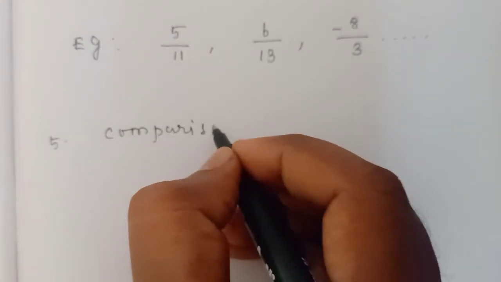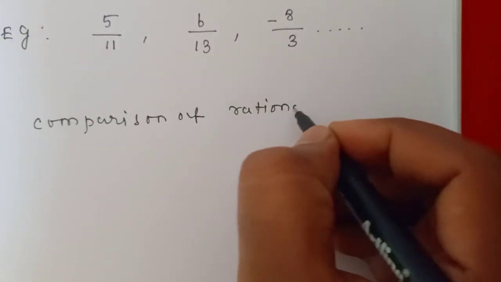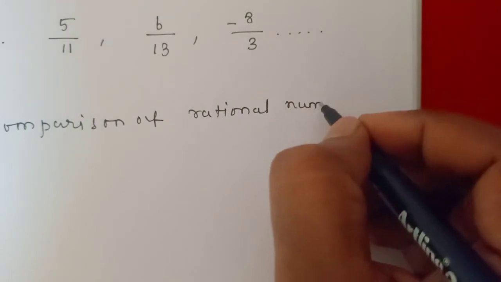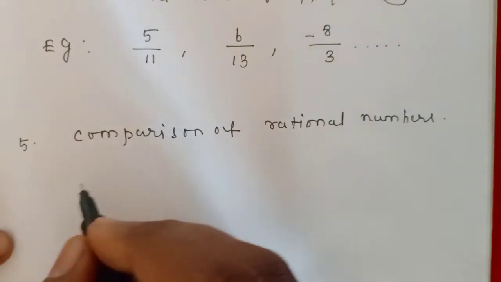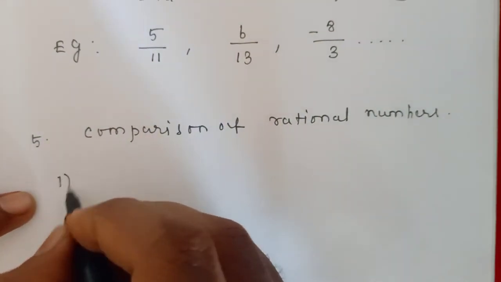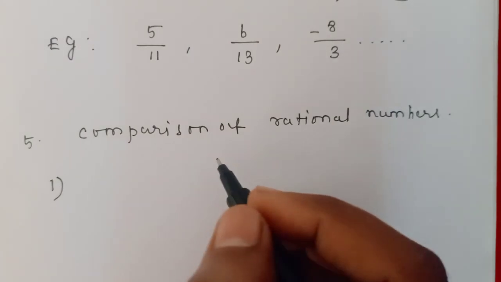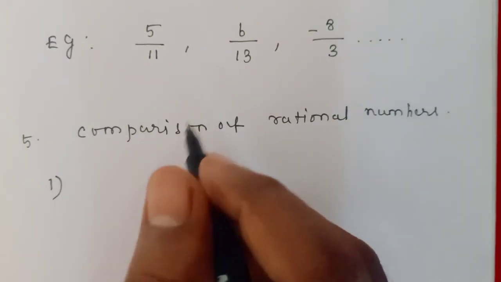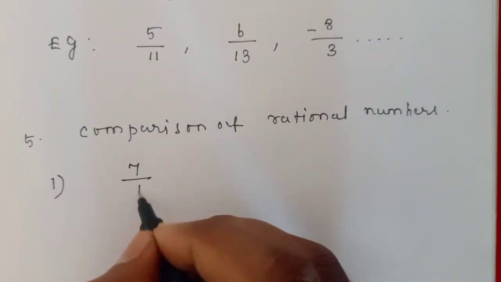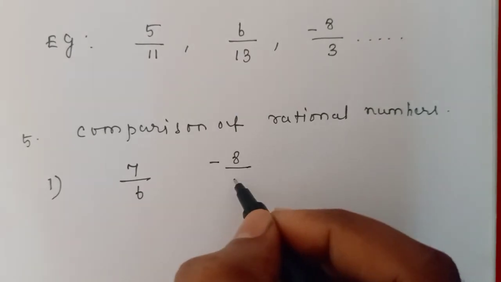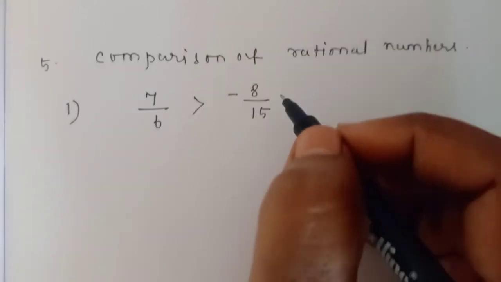The next definition is comparison of rational numbers. How do we compare rational numbers? We are following some cases. First one is, suppose one number is positive and one number is negative, it is very clear the positive number is greater. Comparison means we are going to say which one is greater, which one is smaller. So 7 by 6 and minus 8 by 15. Very clear, 7 by 6 is greater.